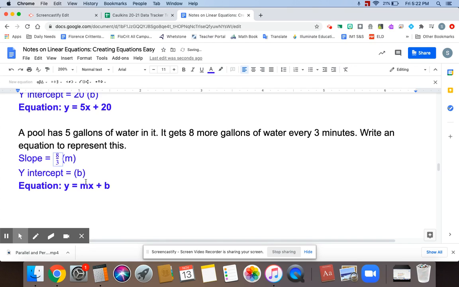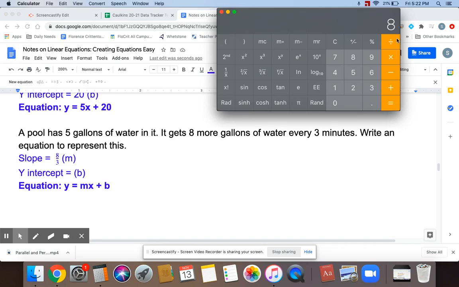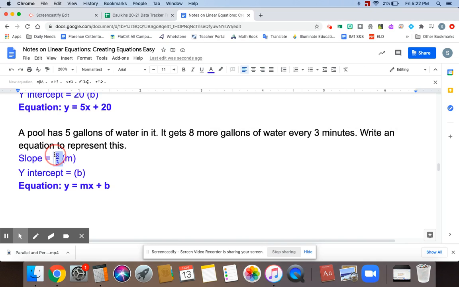3's on the bottom, so that's my m. If I do 8 divided by 3 in the calculator, I get a decimal. So I would prefer to leave it as a fraction because I like them better than decimals. Then what's my y-intercept? How much water does the pool start with?